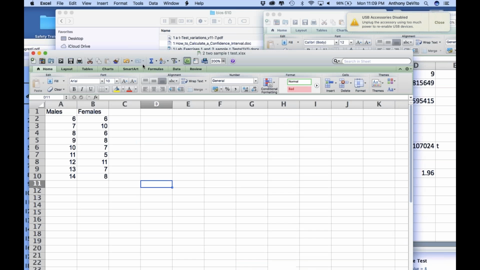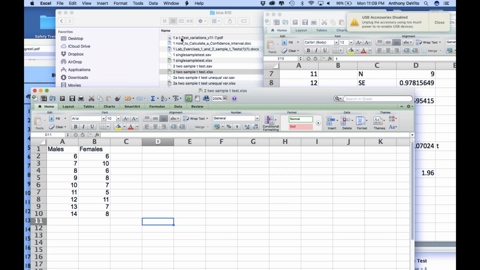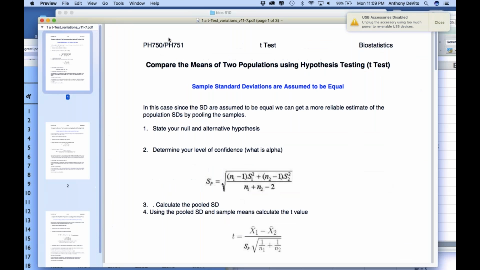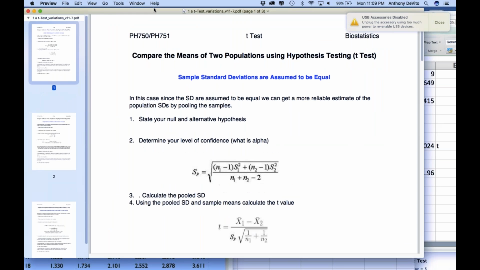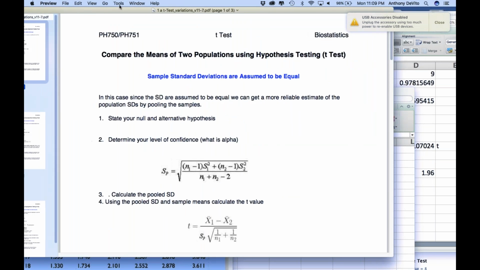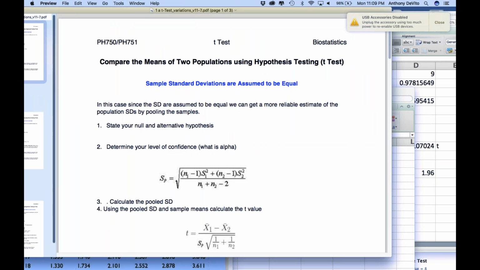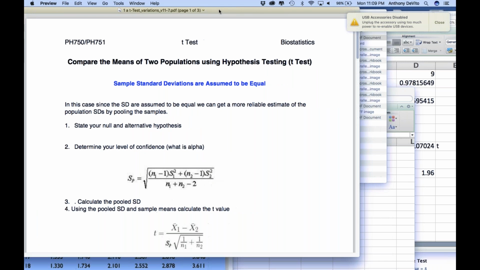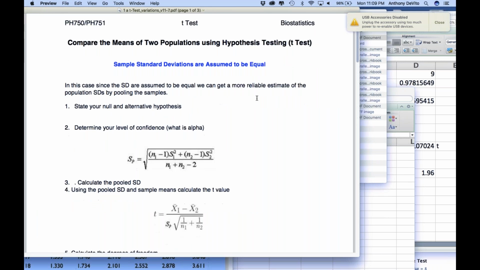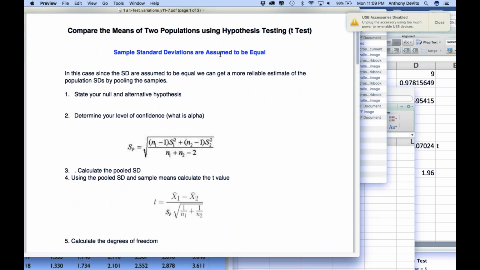So I'm going to solve this problem using SPSS. But before I do that, I'm going to show you the formulas that are involved when you consider all these different kinds of t-tests. Okay, so let me make sure I'm at the top here. So when we compare the means of two populations using the t-test, there's one situation where, when you have a single sample t-test, you don't have to worry about that. You only have one standard deviation because you don't know the standard deviation for the other sample.